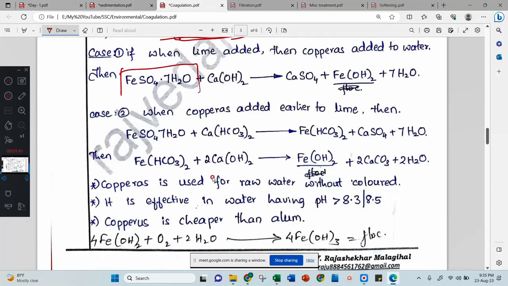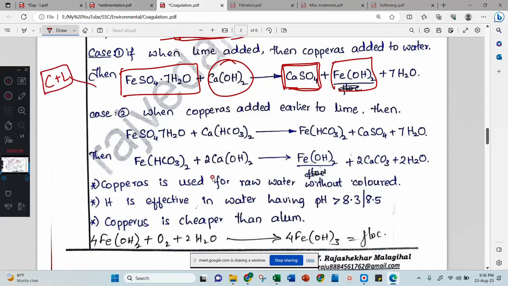Now look at the reaction. This is our copperas reacting with hydrated lime. Of course, flock is generated, and it is also producing permanent hardness. Correct? Then the second case, when copperas is added earlier than the lime, two things will come. Now copperas is added to the water, but the water doesn't have lime. This reaction will take place.